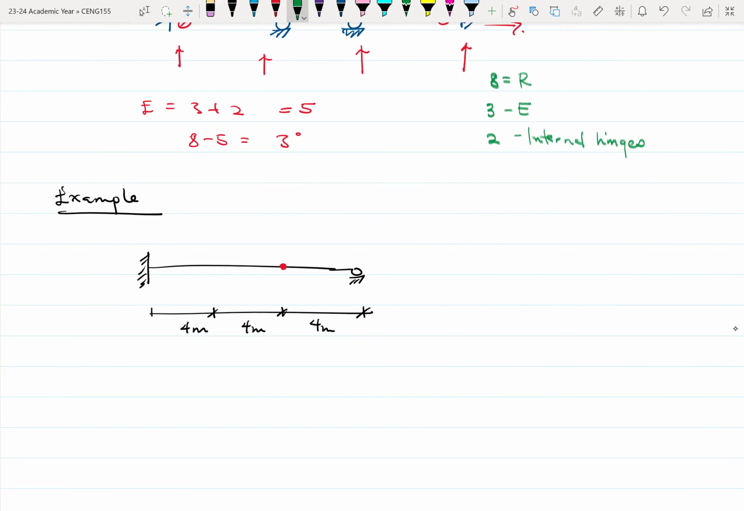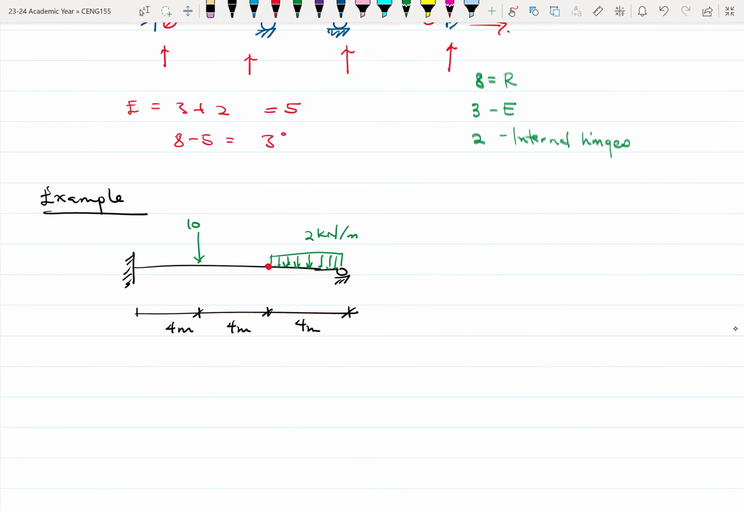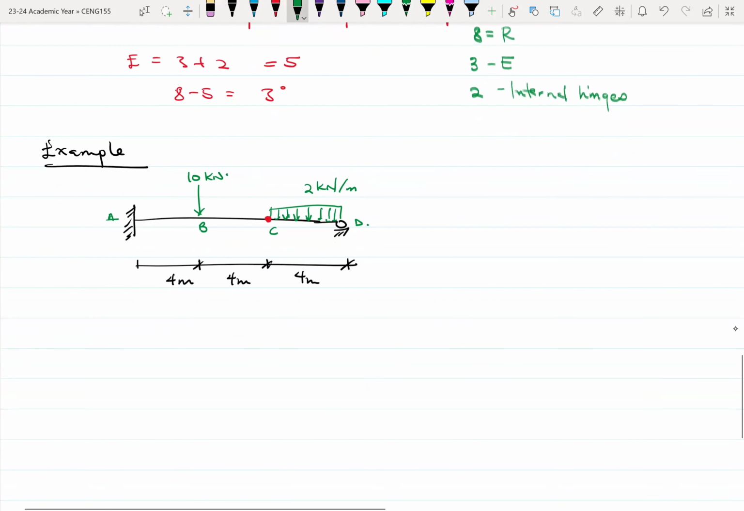Okay. And I have a UDL which sits right from the internal hinge to the support at the very right. Then I have a load maybe somewhere here, a point load. Let's say this is 10 kilonewtons. Okay. So let me label this as A, B, C, and D. All right. So now let's find out if this last structure is statically determinate or otherwise. So these will be our support reactions: VD, VA, MA, HA.